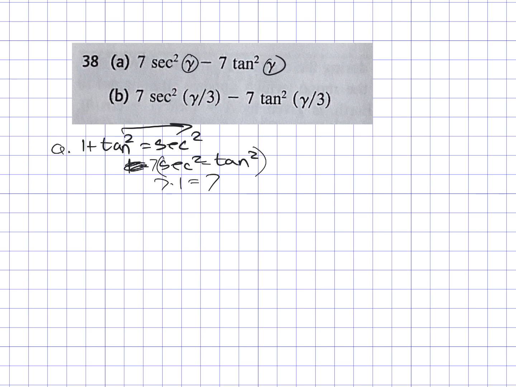All right, that's A. Now B, again, you have secant squared minus tangent squared. It's the exact same thing. As long as the angles are the same, it doesn't matter. Factor out a 7, it's going to be 7 times 1 again, because you'll have secant squared minus tangent squared. So the answers for both A and B are 7.